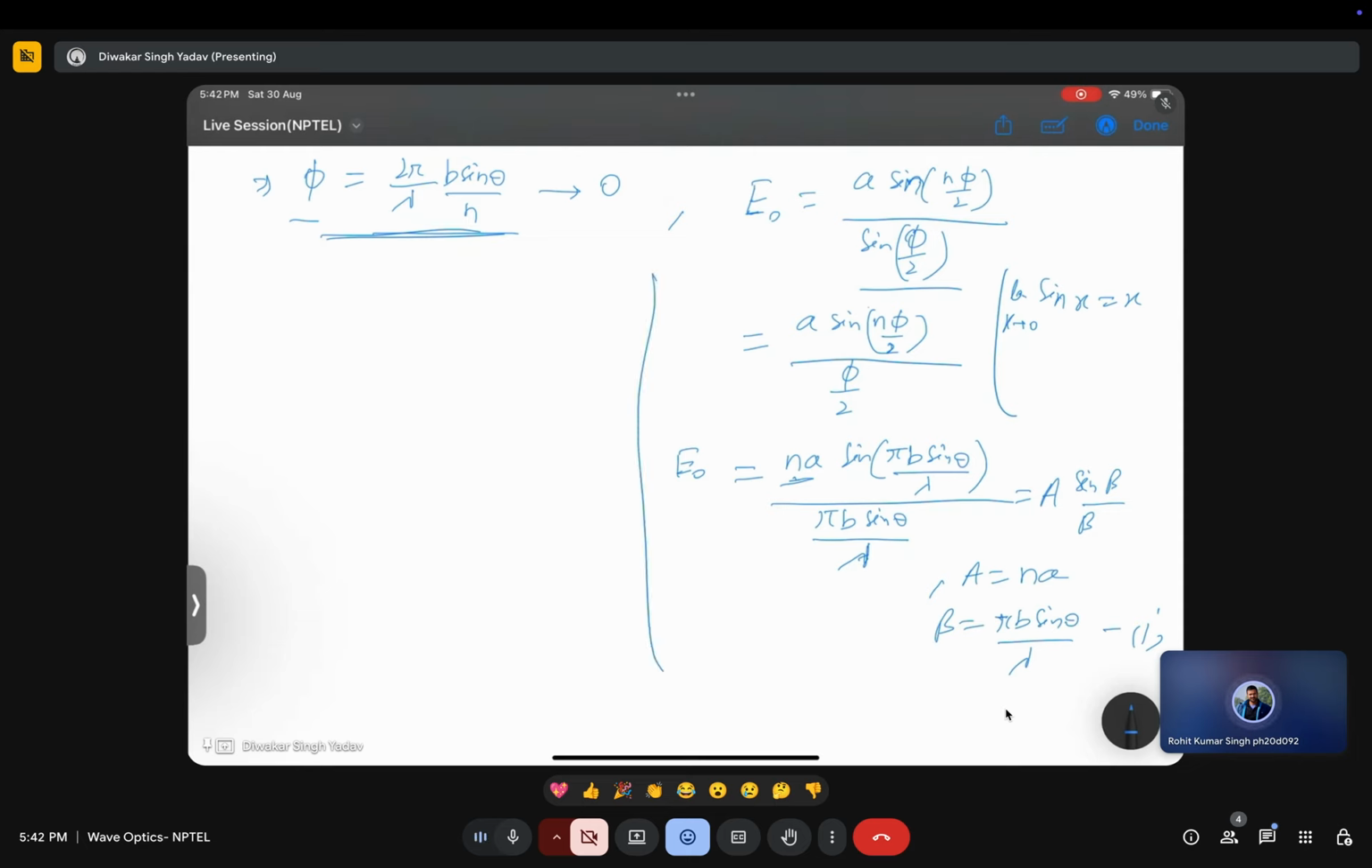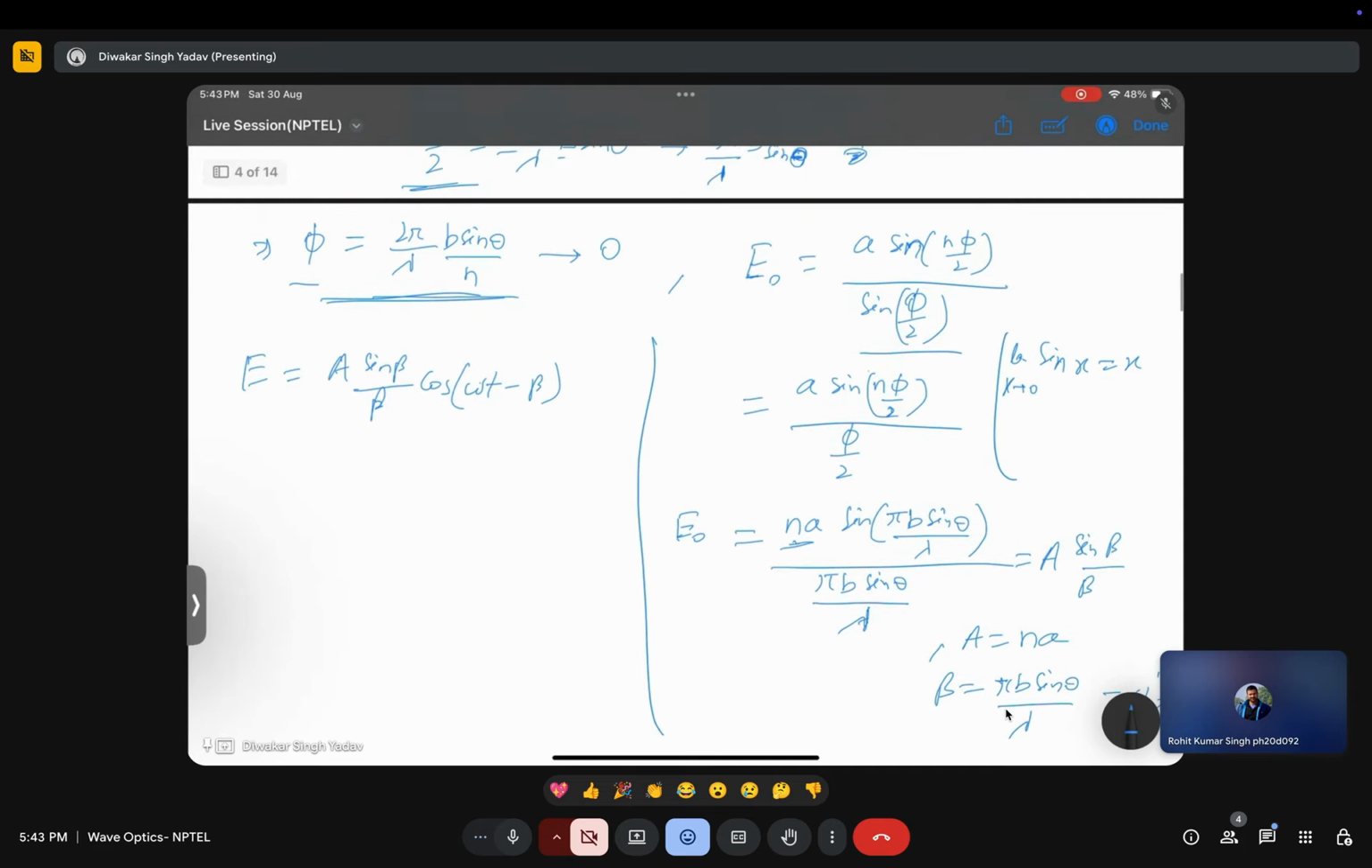So now your resultant electric field can be written as A sine beta by beta cos omega t minus beta. Is that fine?